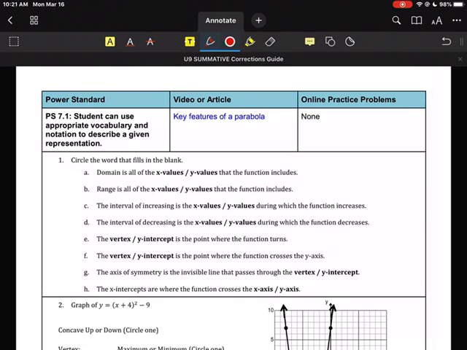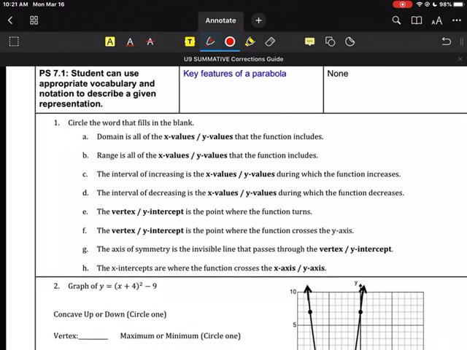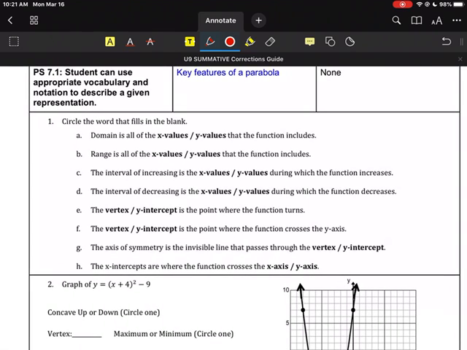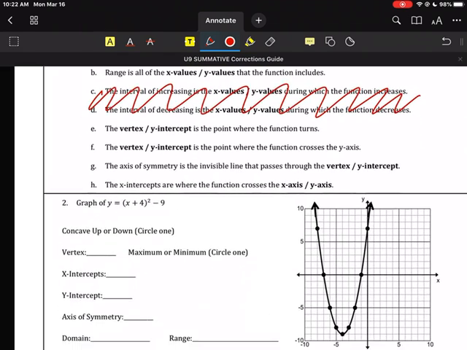Okay, number 4 here. This is Power Standard 7.1. This was just the big one, filling out all the information from the parabola on the back side. Okay, the x-intercepts, y-intercept, domain, range, concavity, all that stuff. Number 1 is just kind of testing your vocab knowledge. You do not have to do C and D. Just practice your vocab knowledge with number 1.